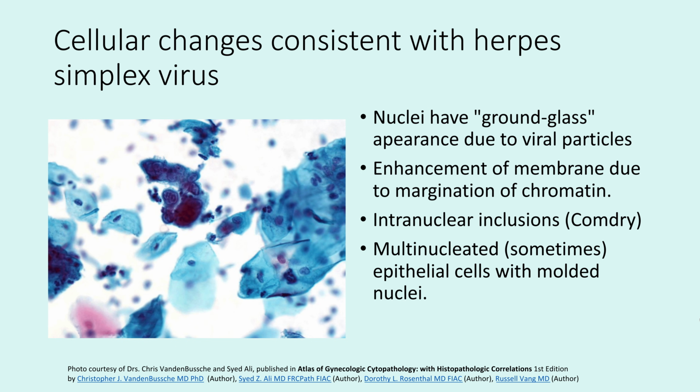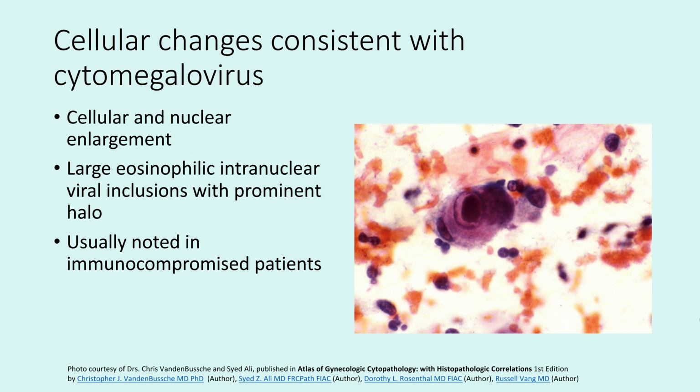The next organism is herpes simplex. The nuclei have the characteristic ground glass appearance due to viral particles with enhancement of the membrane due to margination of the chromatin with intranuclear inclusions, that should say Cowdry bodies, and then multinucleated, sometimes epithelial cells with molded nuclei. So that's all the classic features of herpes simplex. And then cellular changes consistent with cytomegalovirus. You see cellular and nuclear enlargement with large eosinophilic intranuclear viral inclusions with prominent halos, usually noted in immunocompromised patients.